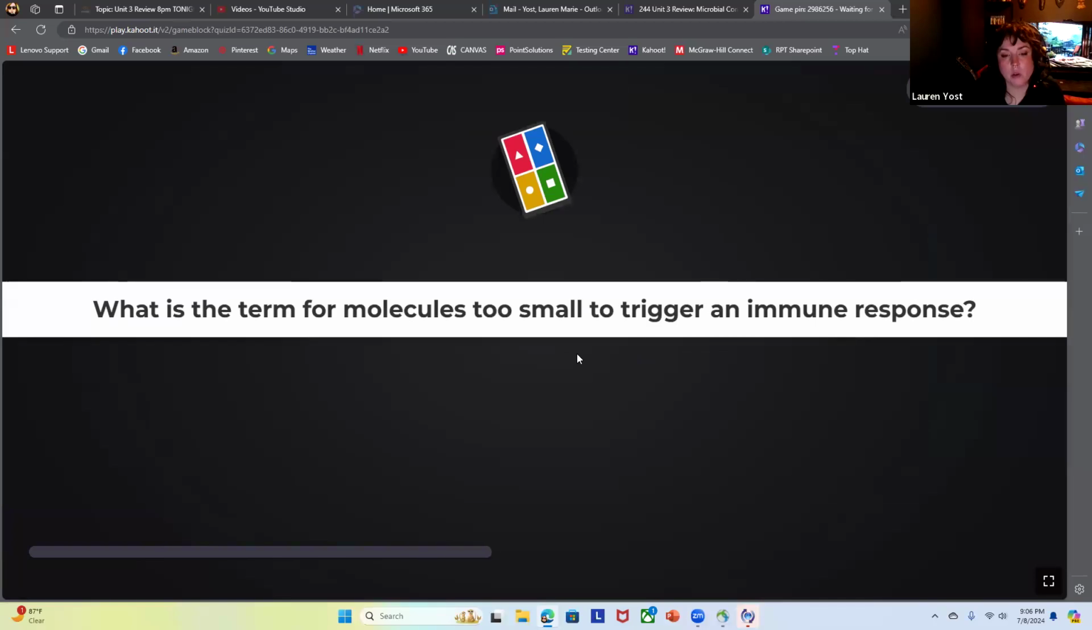What is the term for molecules that are too small to trigger an immune response on their own?